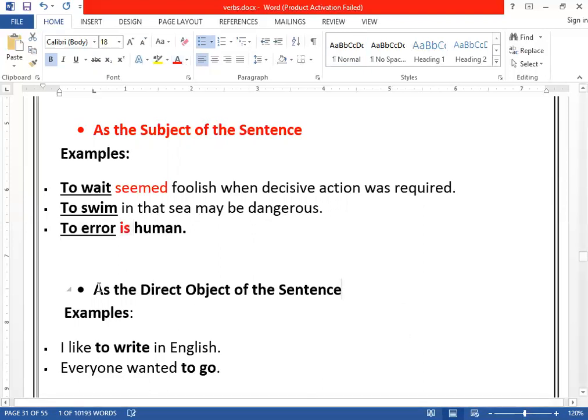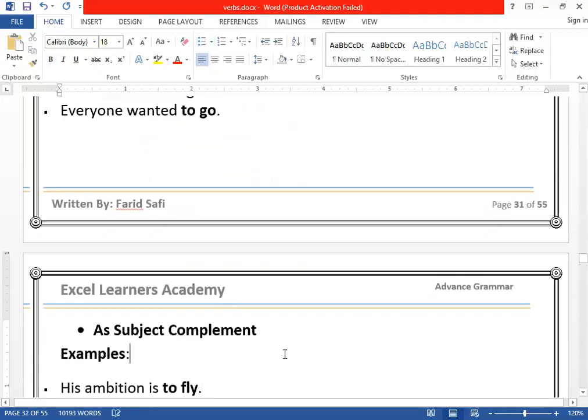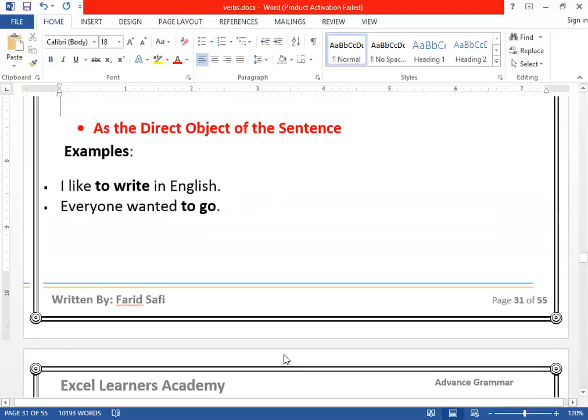Next, number three: we use infinitive as the direct object of the sentence. The third one is what? Is direct object of the sentence. After the main verb, the infinitive acts as the direct object, like a noun. For example, I like to write English. Clear? Or I like to speak English.